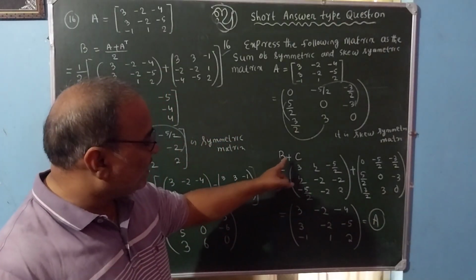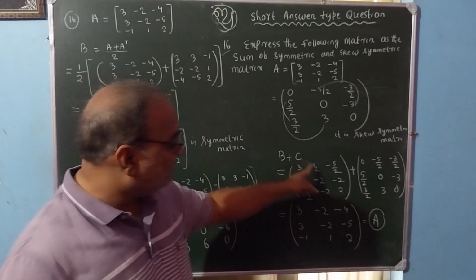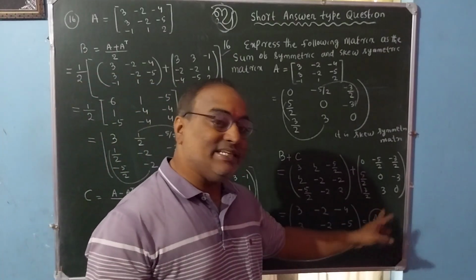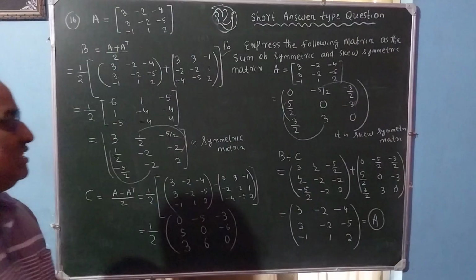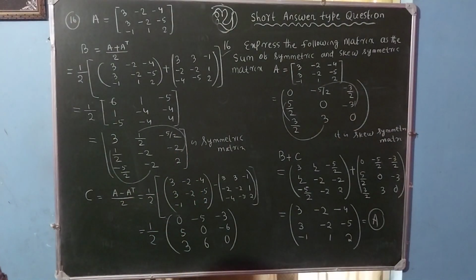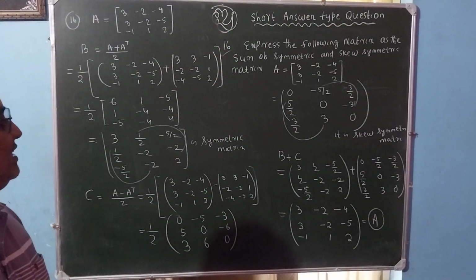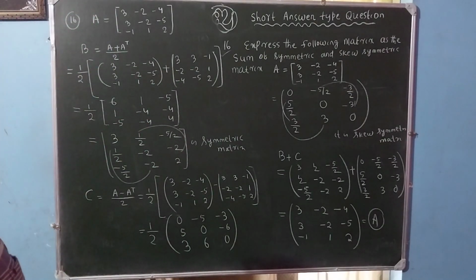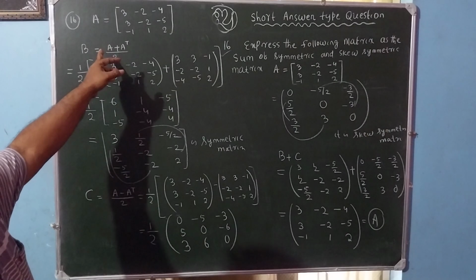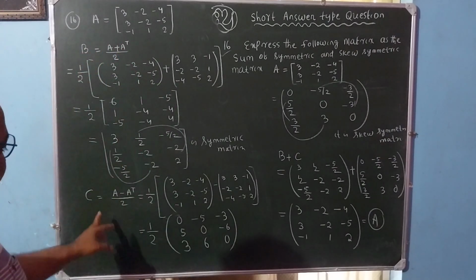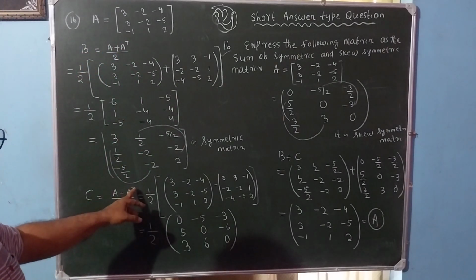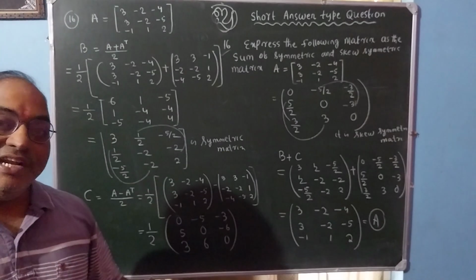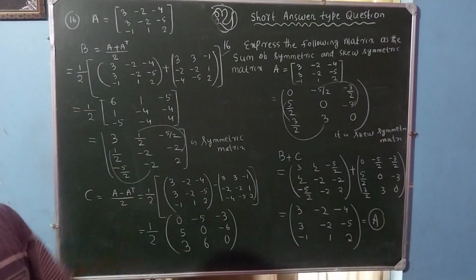B is a symmetric matrix, C is a skew symmetric matrix, and A is the given matrix. So every square matrix A can be expressed as the sum of a symmetric matrix as well as a skew symmetric matrix. If the question asks about this type, you have to proceed in this manner. First of all, you have to find B, (A plus A to the power T) by 2. Then we have to find (A minus A to the power T) by 2. Then verify B plus C must be equal to A. If it is done, then the answer will be completed.